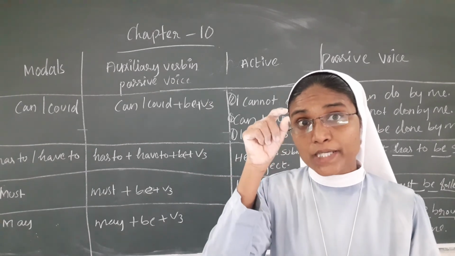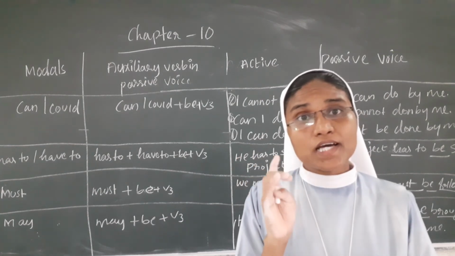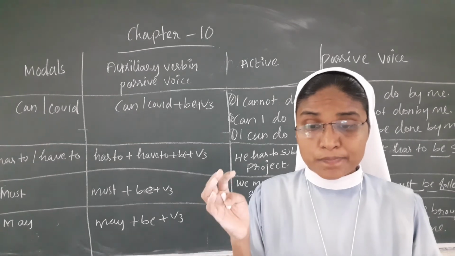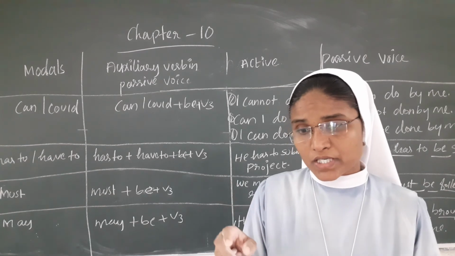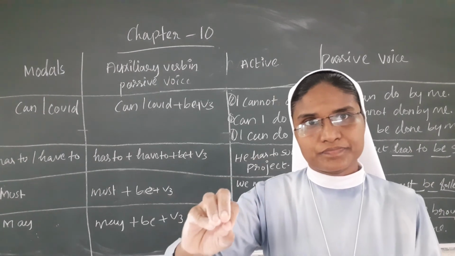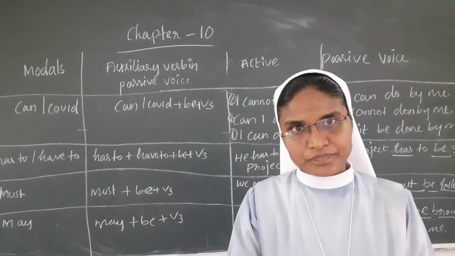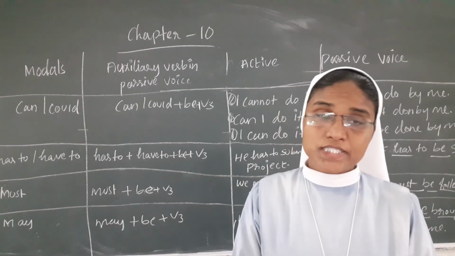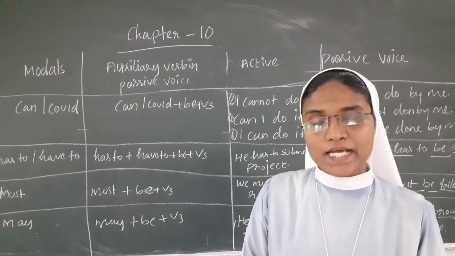Then one more thing you should keep in mind: in four tenses we cannot change the active voice to passive voice. They are the present perfect continuous tense, past perfect continuous tense, future continuous tense and future perfect continuous tense. In these four tenses, the passive voice will not be there. That should be kept in mind. Okay. This is how the modals, the imperative sentences and the pronouns can be changed from active voice to passive voice.